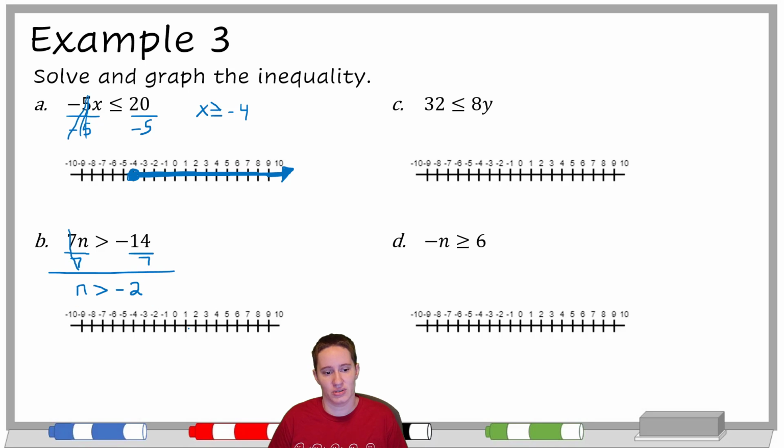So I'm going to put an open circle at -2. That's such a large open circle. I feel like that's terrible. I'm so sorry. And then we shade to the right.